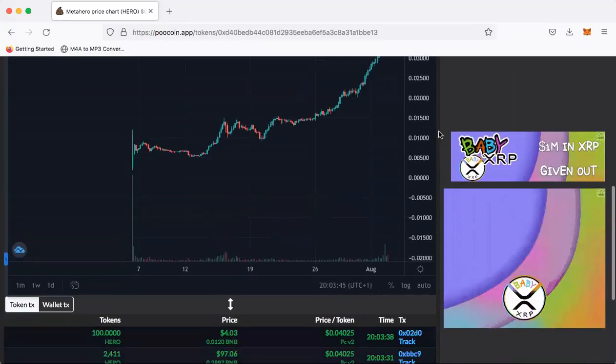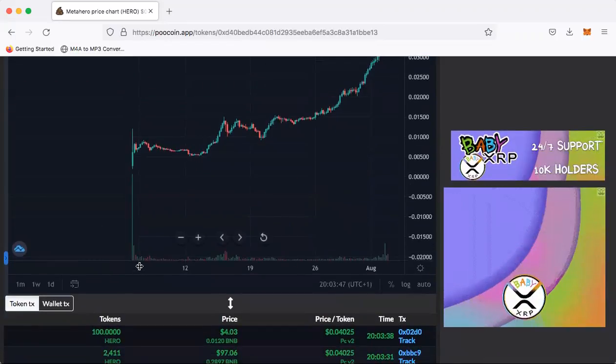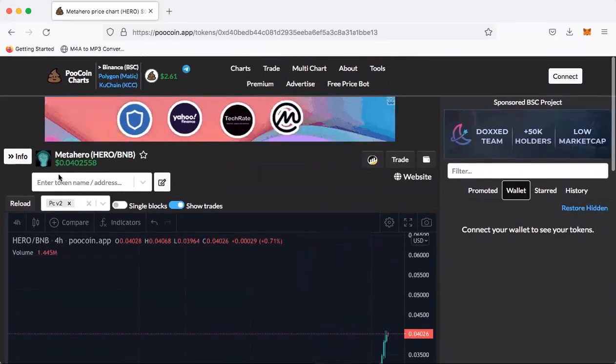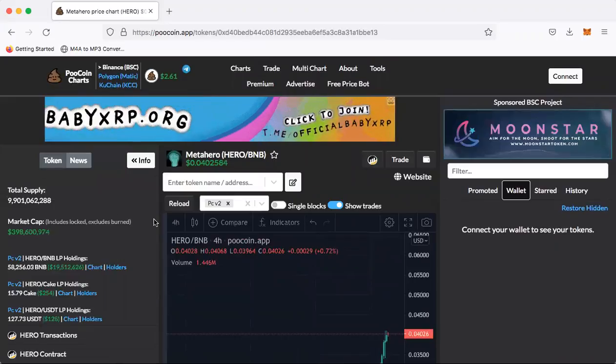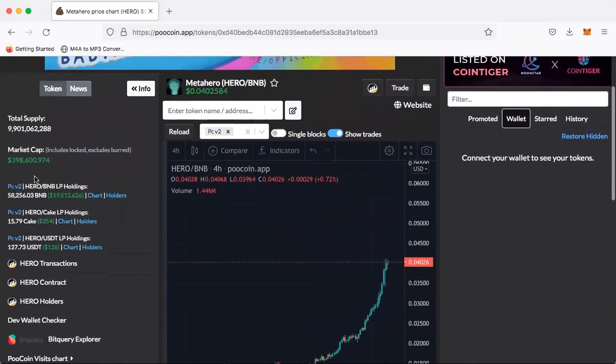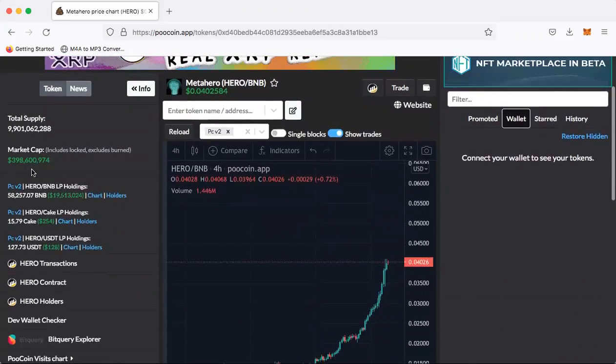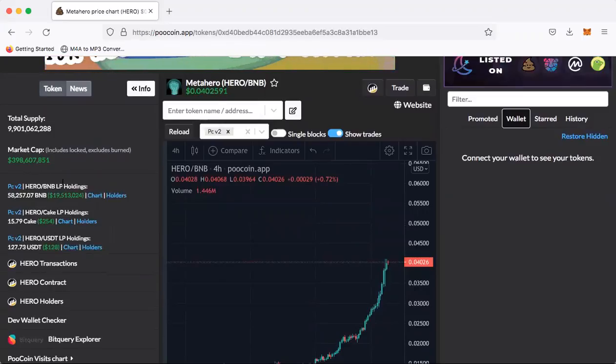And it's only been what? That was the 6th of July, so it's been less than a month, guys. Let's go and look at the trading volume, and some information. Market cap, guys, nearly 400 million on market cap.